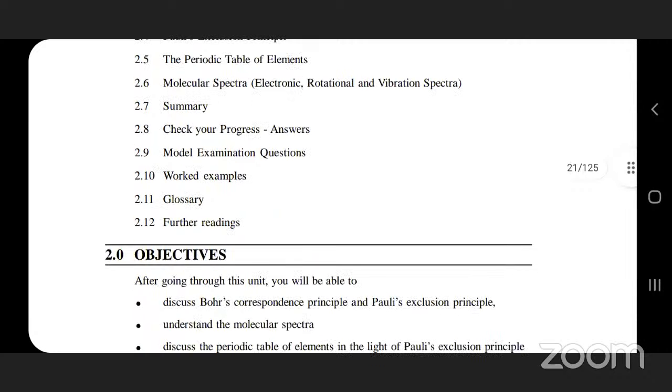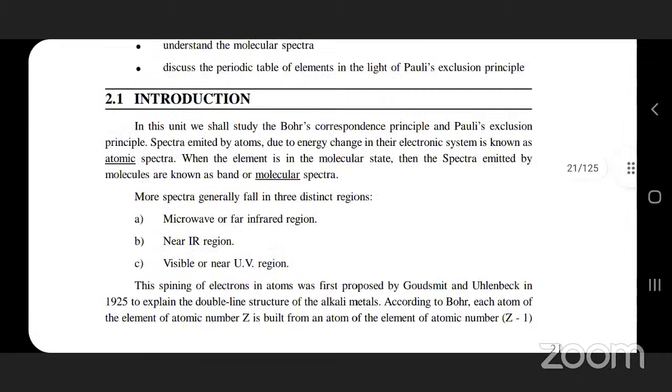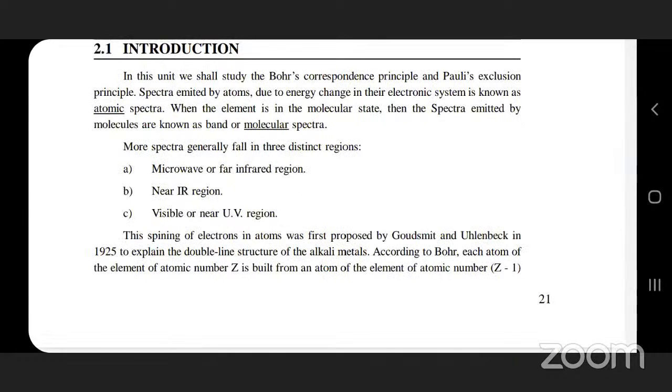Let me give you an introduction about this. We shall study Bohr's correspondence principle as well as Pauli's exclusion principle. The spectra emitted by atoms due to energy change in their electronic system is known as atomic spectrum. When the element is in the molecular state, the spectra emitted by the molecules are known as band or molecular spectra. Band includes these spectral lines.